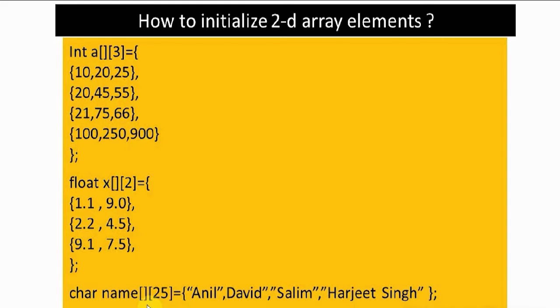We use a character 2D array when we want to have multiple strings. So Anil will be the value of the first string, that is name 0, David will be name 1, Salim name 2, Harjeet Singh name 3, and so on. We will be dealing with the strings in great detail when we cover the topic of strings.